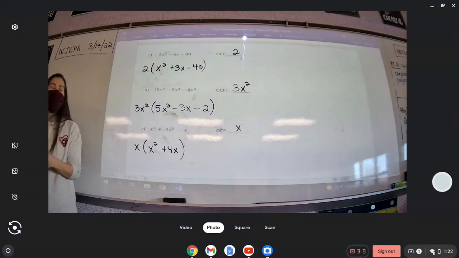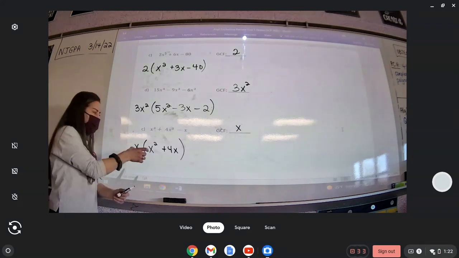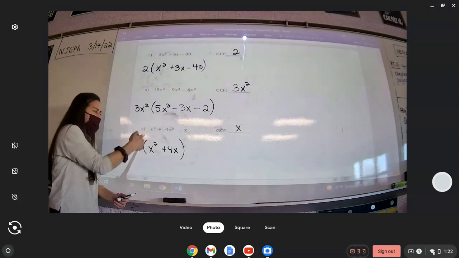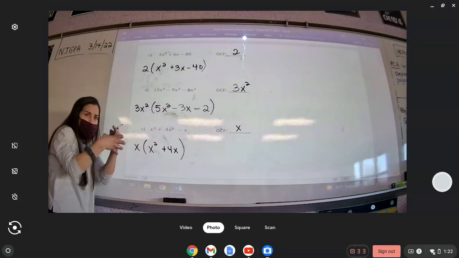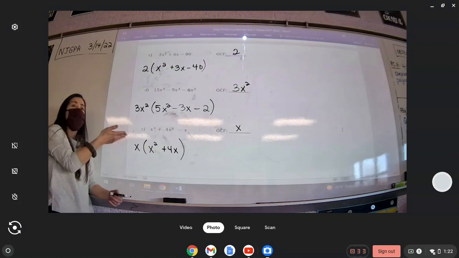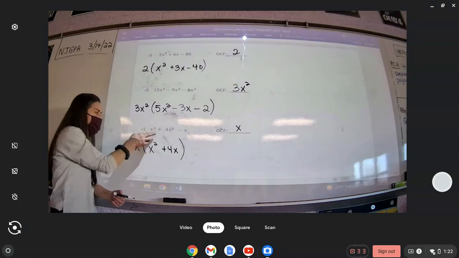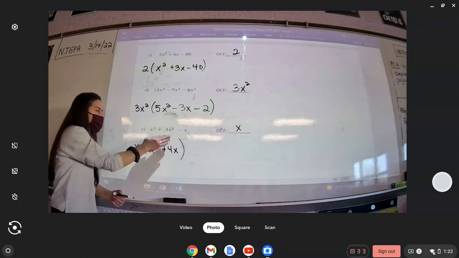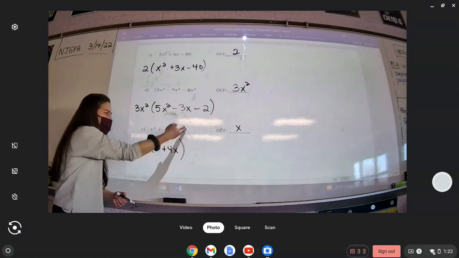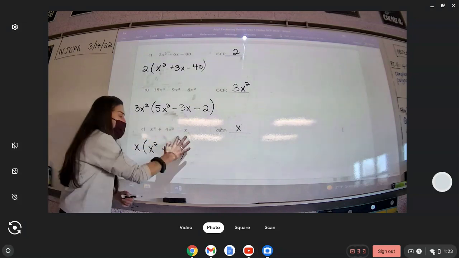Here's why you can't close it. You have to make sure that, guys, these are factors of this expression. They have to multiply back together to this. So if you ended it here, x times x squared gets you x to the 3rd. X times 4x gets you 4x squared. X times what gets you back to that? You have to have something there.